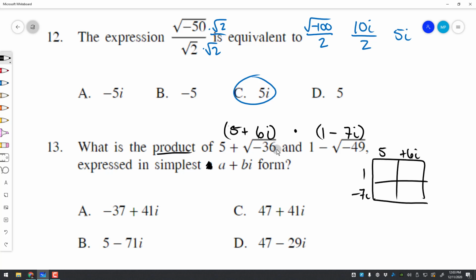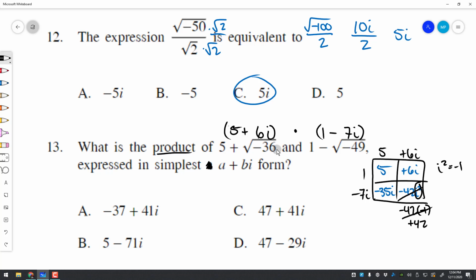And 1 minus 7i. So everything in this row is multiplied by 1. So that's 5 and 6i. That's pretty easy. And everything in this row is multiplied by negative 7i. So negative 35i and negative 42i squared. Now remember, i squared is equal to negative 1, and we'll go over why that is again in the next question. But hopefully you have that memorized. We did use that a bunch throughout the year. So if we replace that i squared with negative 1, this becomes positive 42.